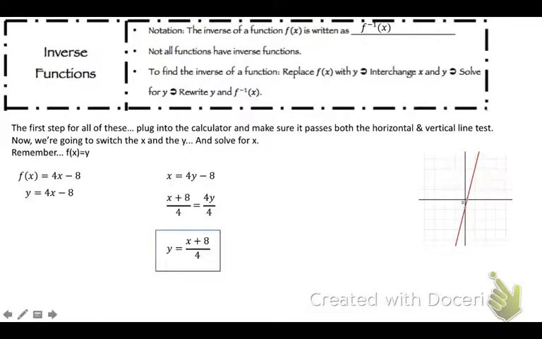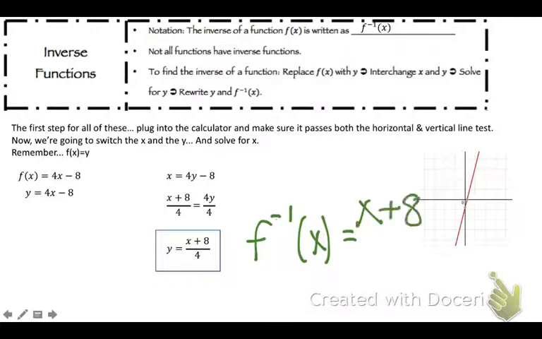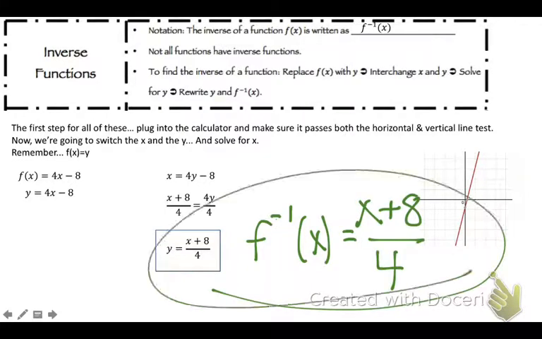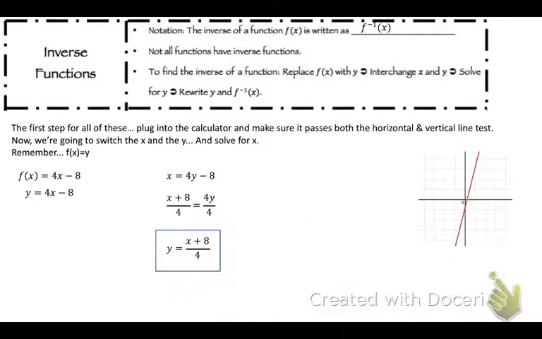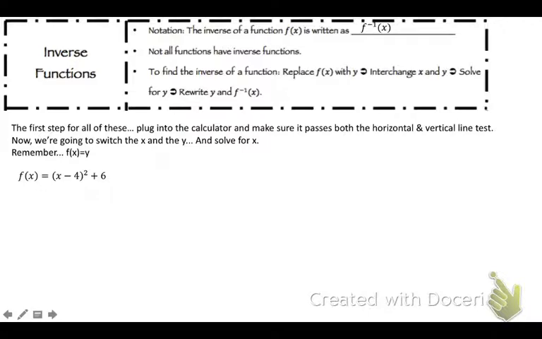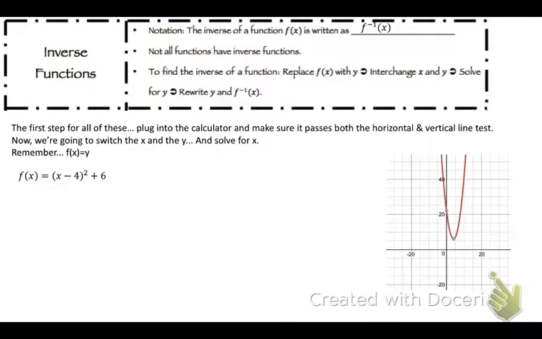But the last thing I need you to do that I forgot to do, so that would be f -1 of x equals (x plus 8) over 4. So the inverse is (x plus 8) over 4. Okay, let's do the next one. So first we're going to plug it into the calculator, see if it passes both the vertical and horizontal line tests. That's the graph you get. Now that does not pass the horizontal line test, which means it does not have an inverse, so we cannot find the inverse of this, and we're done. We just say it has no inverse.